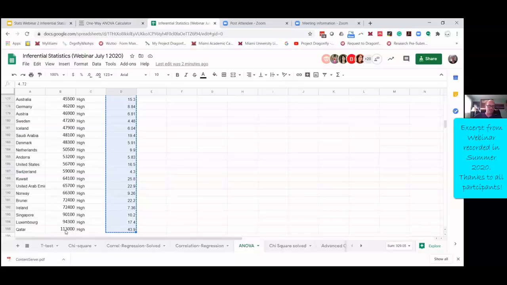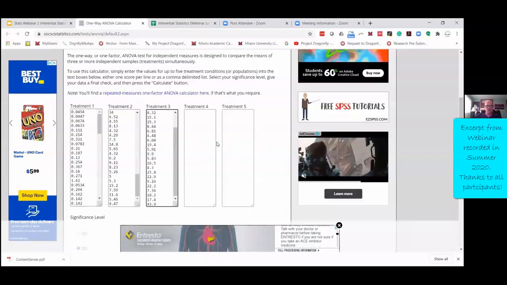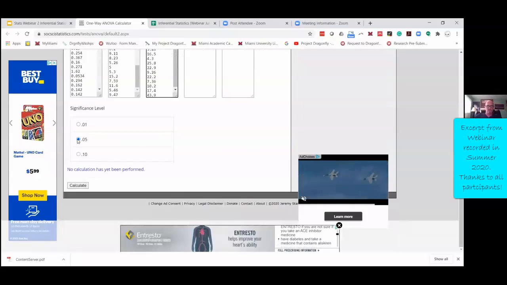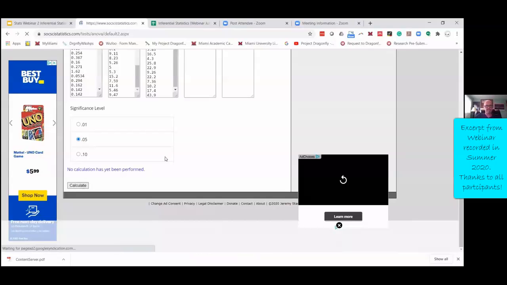And look who's at the bottom there. Isn't that interesting? Qatar with this very high GDP. And look at that, tons of CO2 per person, 43.9. But anyway, we'll put that in here. So we'll have to remember treatment one, two, and three, what those are. We have a significance level. It allows you to choose a different alpha. Okay, we'll just go with the standard, which is 0.05, and then hit calculate.